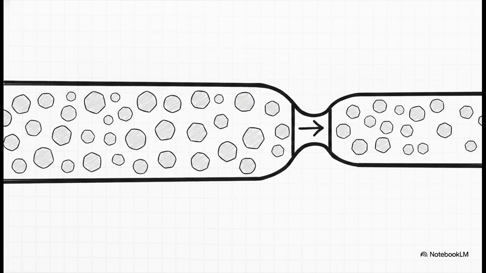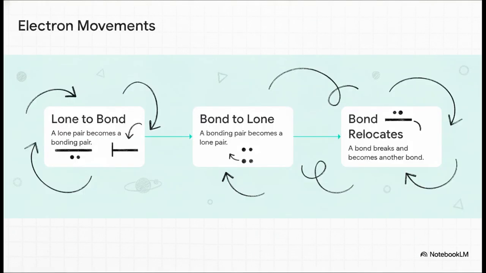And here's a pretty fascinating rule of thumb. Think of it like a traffic jam on a highway. The absolute slowest step in this entire sequence dictates the overall rate of your entire chemical reaction. And this whole process relies on an intricate, microscopic dance of electrons. They always follow one of 3 specific movements.